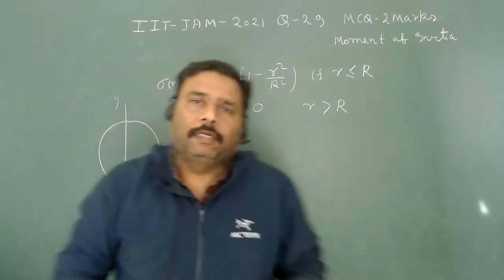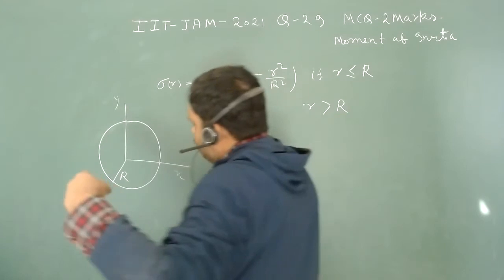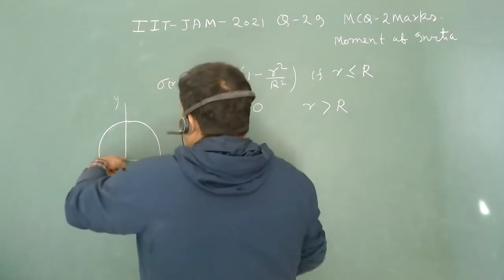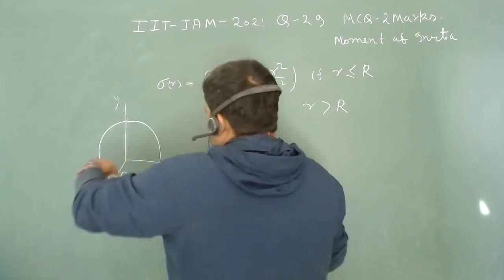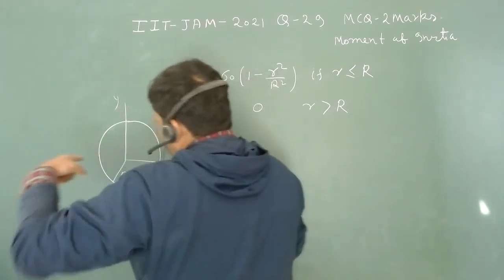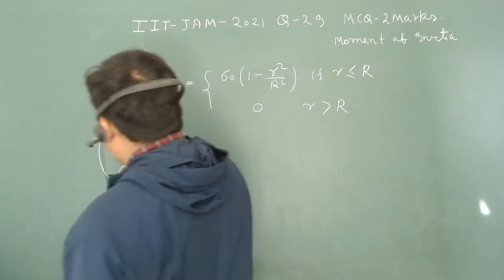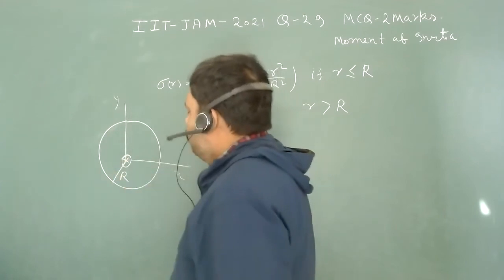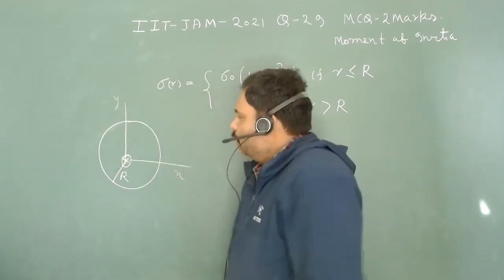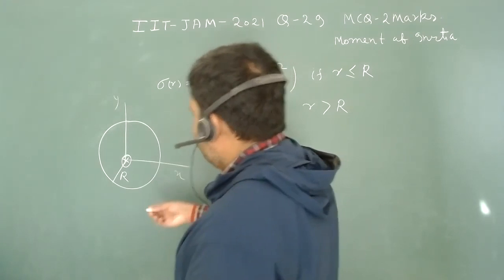So we have to calculate the moment of inertia about the z axis, which is passing through the center. So we have to calculate the moment of inertia about this axis. So I can just make it a cross, such that we can assume that the axis is passing perpendicular to this one. So obviously we can use this particular concept.